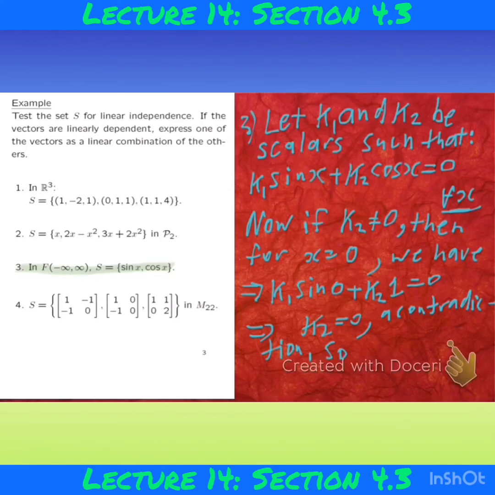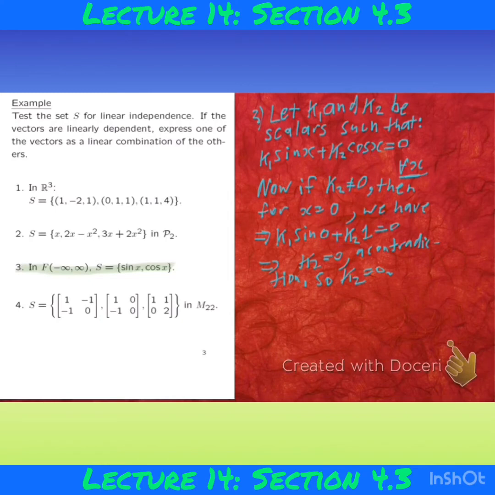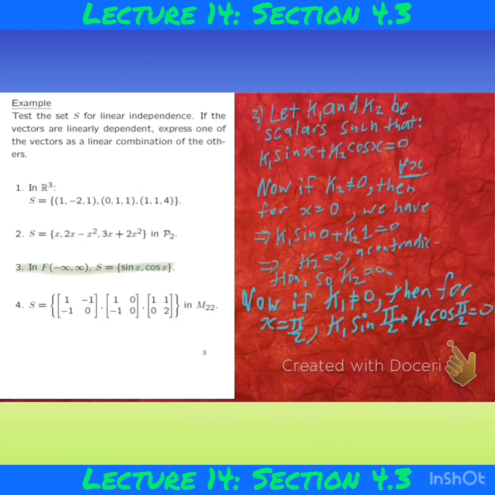All right, so therefore k2 has to be 0. Now, if k1 is not 0, then for x pi over 2, we have k1 sine pi over 2 plus k2 cos pi over 2 is equal to 0, which is going to imply that k1 times 1 plus 0 is equal to 0, which is going to mean that k1 is 0, which is impossible. So therefore k1 must also be 0.